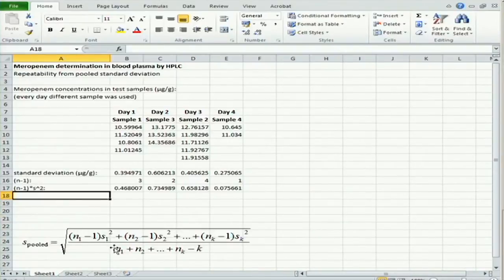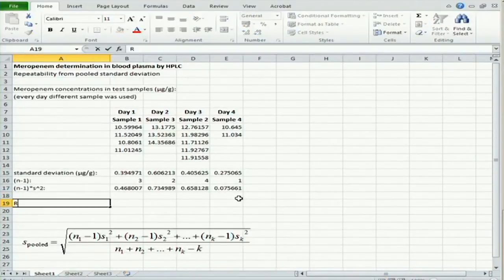And let me just comment on the denominator of this ratio here. If we sum up n-1, n1, n2, etc. and then subtract the k, then in fact this will be exactly the same as the sum of the n-1 values. And since we have the n-1 values nicely available here, we will instead use the sum of n-1 values for the calculation.